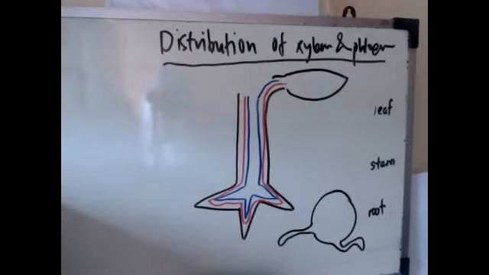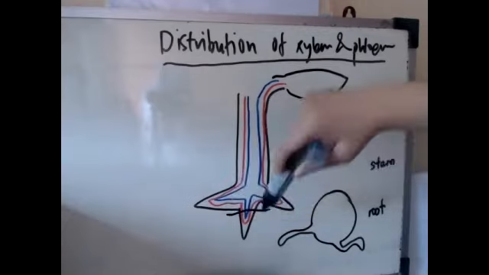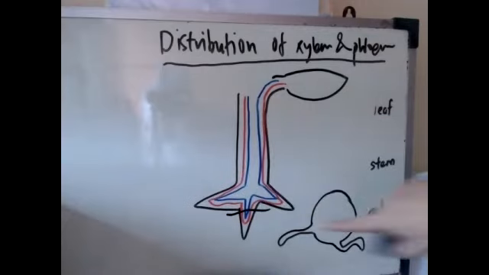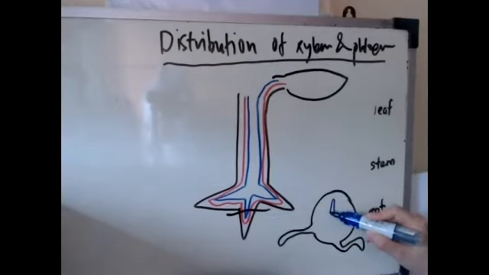The xylem, as you can see, if you were to cut here and you look from the top, you can see that xylem is inside. Xylem is in the middle. And phloem is on the outside.